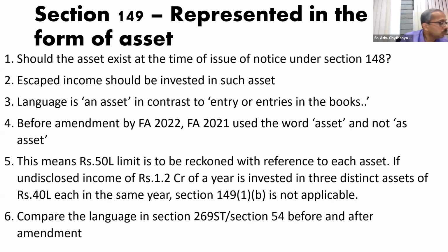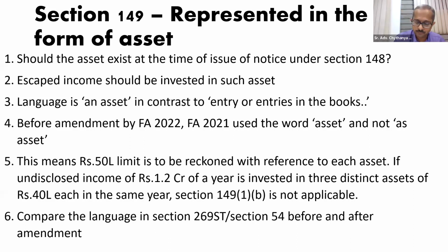Now, look at these 3 exceptions. First is on the basis of the books of account, other documents or evidence. It reveals that the income chargeable to tax represented in the form of an asset which has escaped assessment amounts to or is likely to amount to 50 lakh rupees or more. Now let's look at 3 items separately.